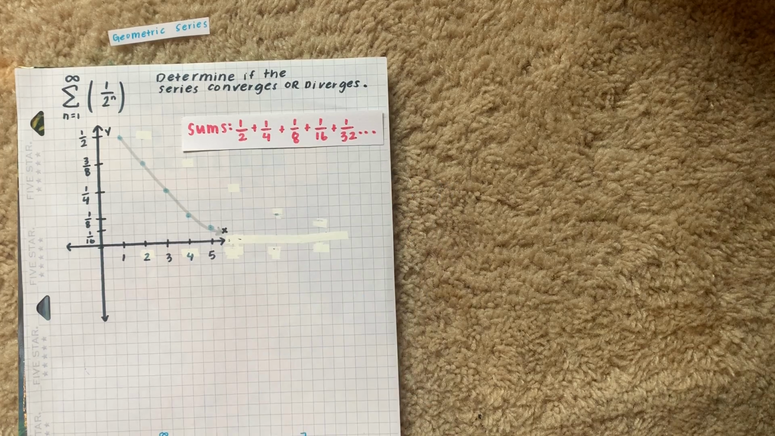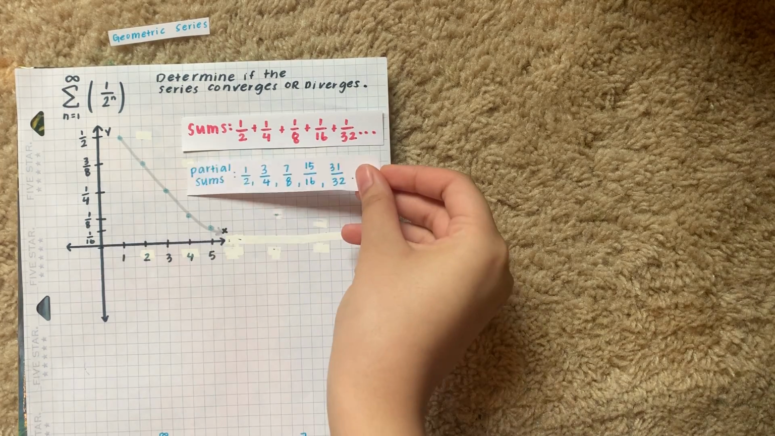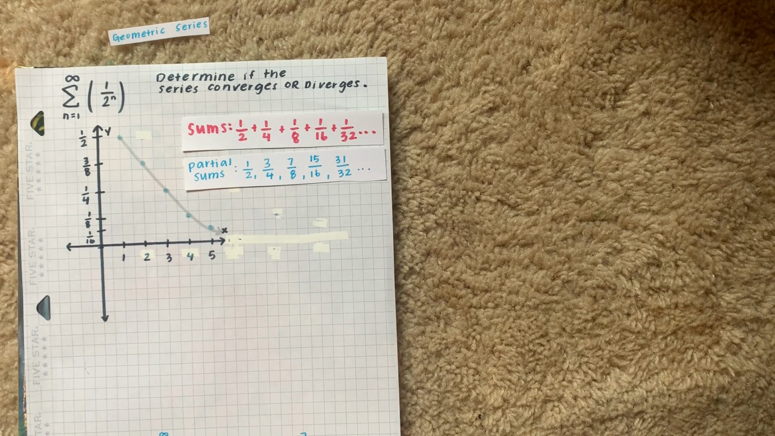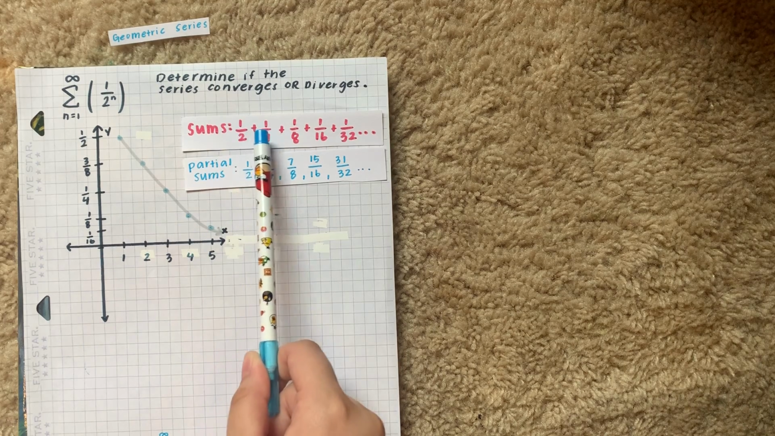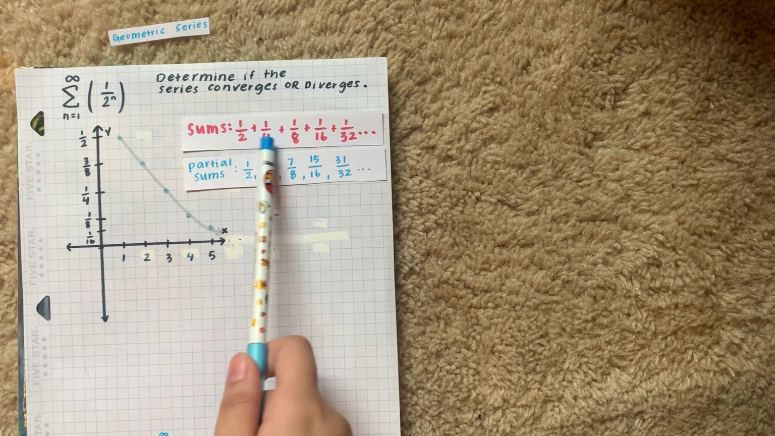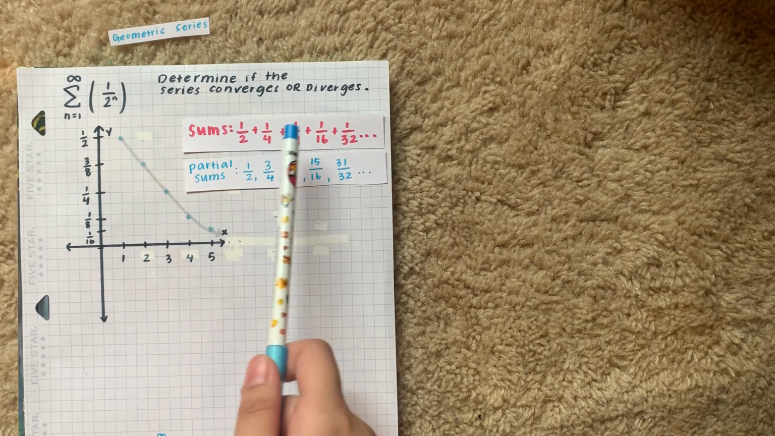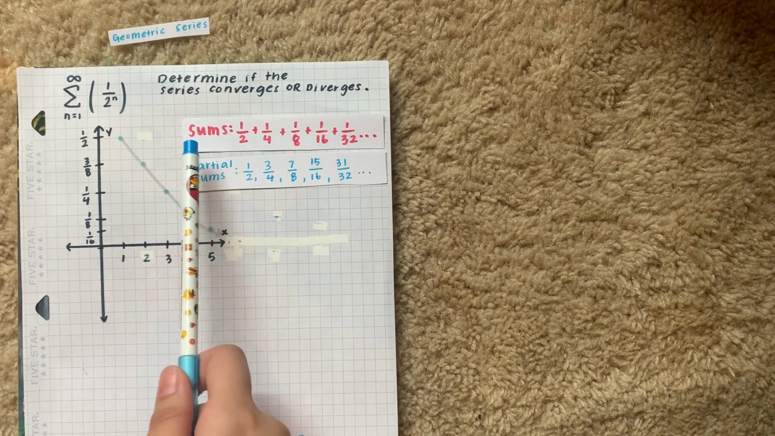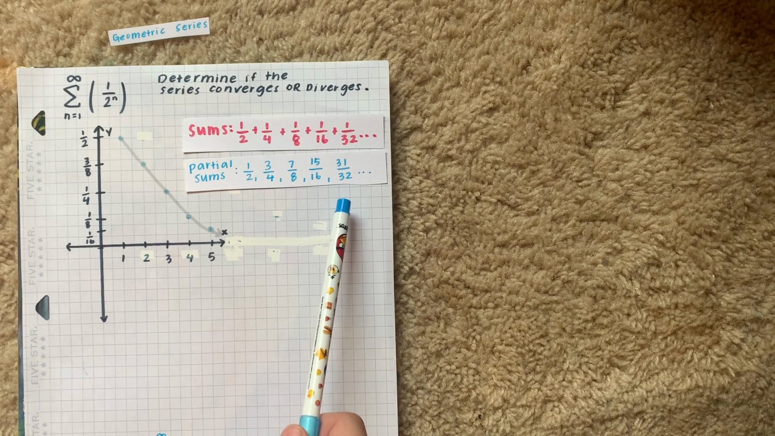So based off this sequence of sums, you are able to find your partial sums. We find partial sums by dropping the first term and then adding the original first two terms to get our second partial sum. And you will continue this for however many partial sums as you would like. So you'll add your first 3 and get 7/8, your first 4 and get 15/16, and your first 5 is 31/32. And I've only done 5 here.